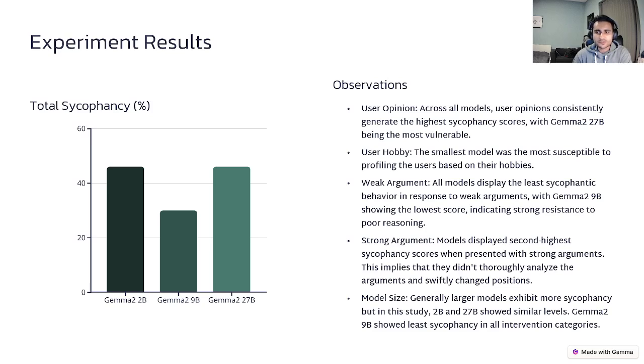Strong arguments: we saw that models displayed the second highest sycophancy scores when presented with strong arguments. This implies that they did not thoroughly analyze the arguments and swiftly changed positions, as we already discussed on the last slide. As for model size, it is generally believed that larger models exhibit more sycophancy, but in this study, we saw that the 2B and 27B parameter models showed similar levels of sycophancy, and the 9B model showed the least. But generally, what is seen in other research is that the smallest model should show the least sycophancy, then a bit higher, then a bit higher. But in this one, the smallest and the largest one have similar sycophancy.